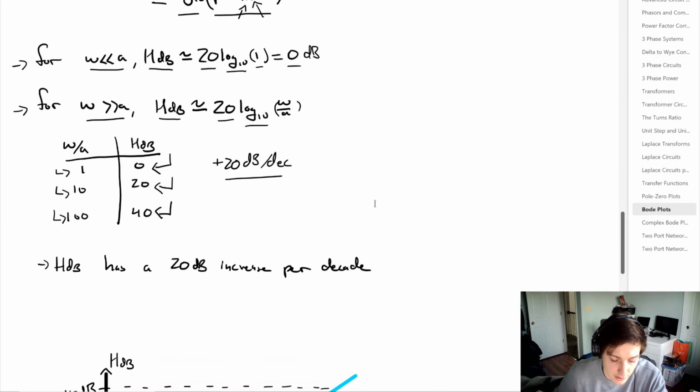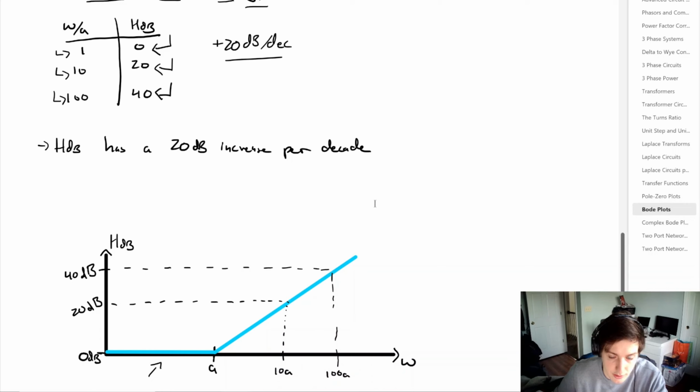Now we can actually start to look at the plot, where you can see here for omega less than a, we get 0 dB, and for omega greater than a, we get this plus 20 dB per decade. And notice on this graph that the horizontal axis is log.